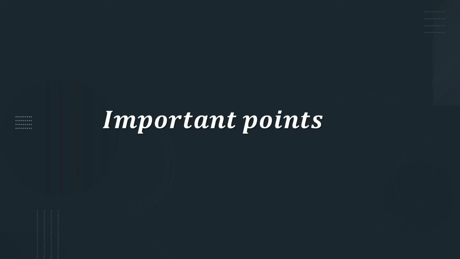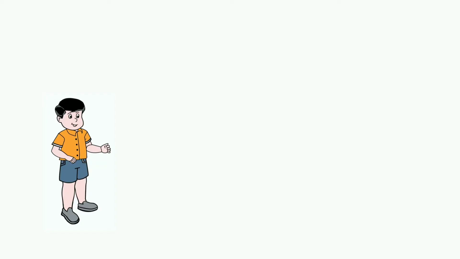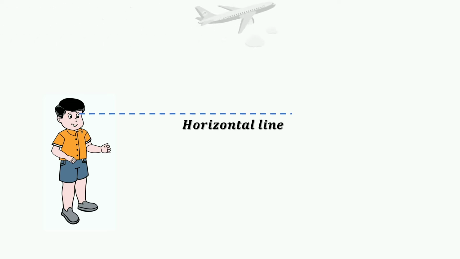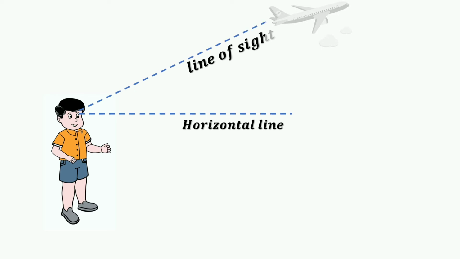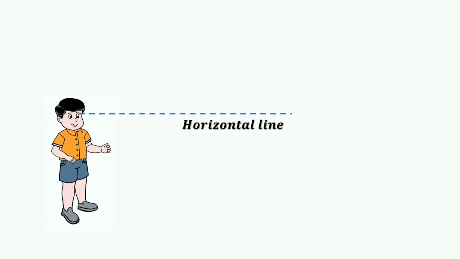Before solving the problem, let us collect the important points. If an observer sees the object in front of him, the line of sight becomes the horizontal line. If he wants to see the object above his line of sight, meaning the horizontal line, the line joining the object and his eyes is the line of sight now. The angle between the horizontal line and the line of sight is the angle of elevation.